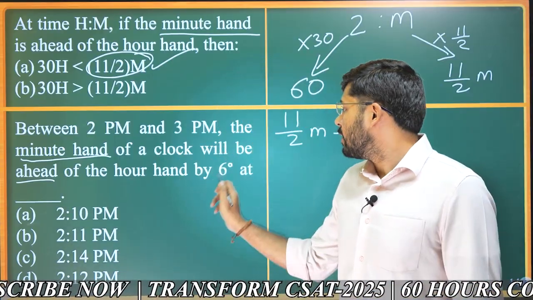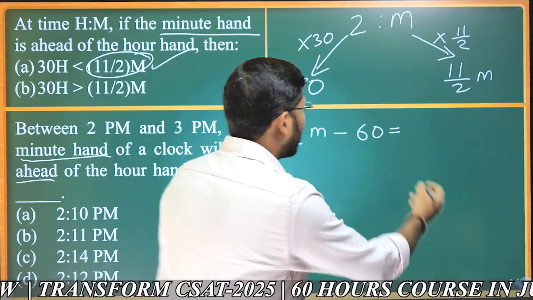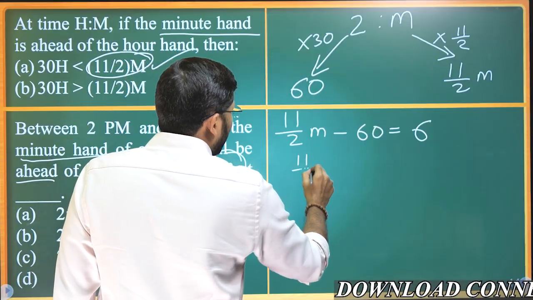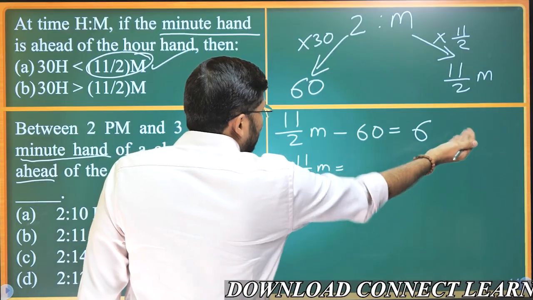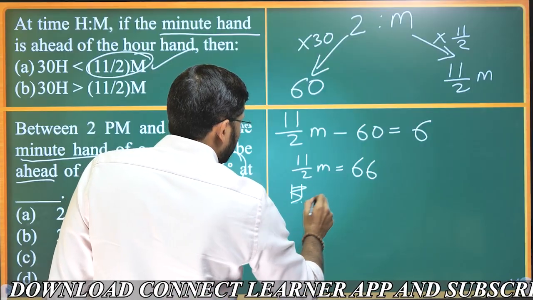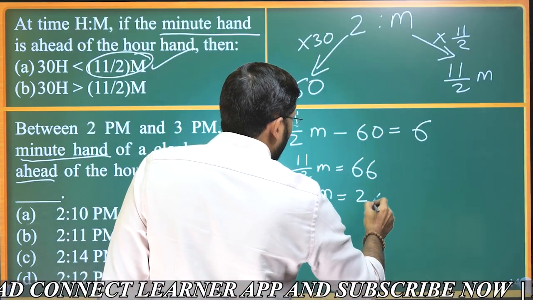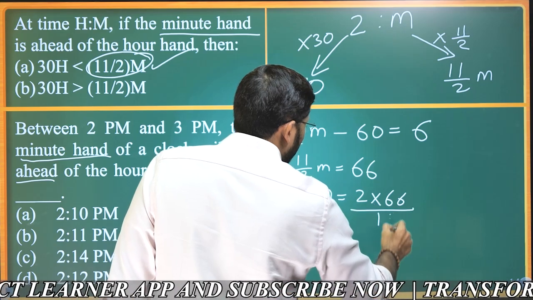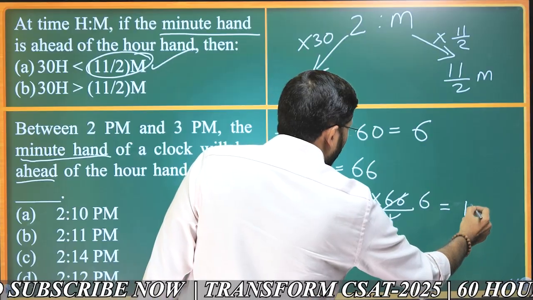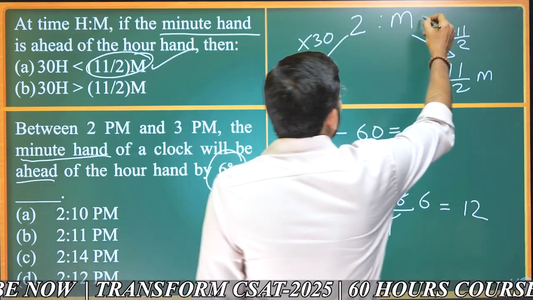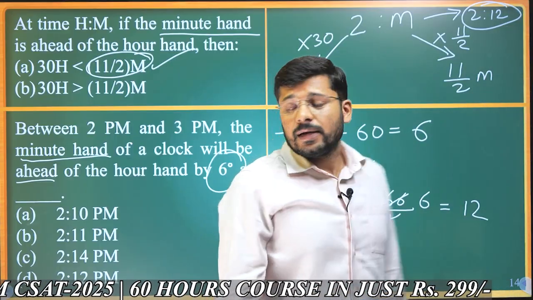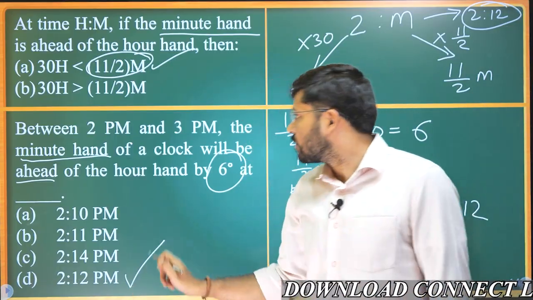And what is the angle between them? The angle between them is 6 degree. So the difference is 6. Now we will solve for m. 11 by 2 m is equal to 6 plus 60, that would be 66. And m is equal to 2 into 66 divided by 11. 11 sixes are 66. 2 into 6, that would be 12. So if m is 12, then this time is how much? It is 2:12. So our answer is 2:12, option D.